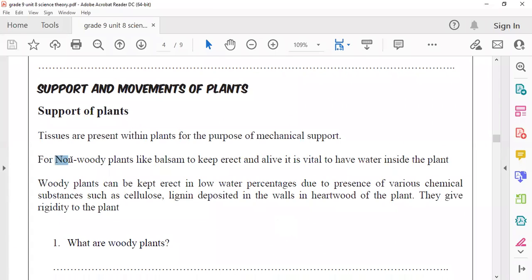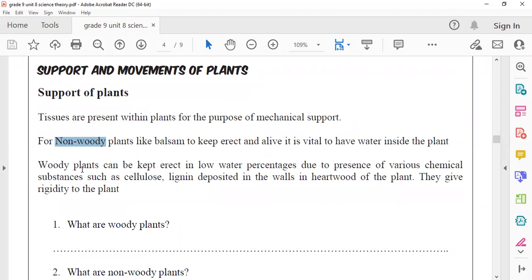Non-woody plants and woody plants. In the woody plants, there is wood. Correct? The wood in the woody plants is called heartwood. In the heartwood, two strong materials are there. What are the two strong materials in the heartwood? Cellulose and lignin.